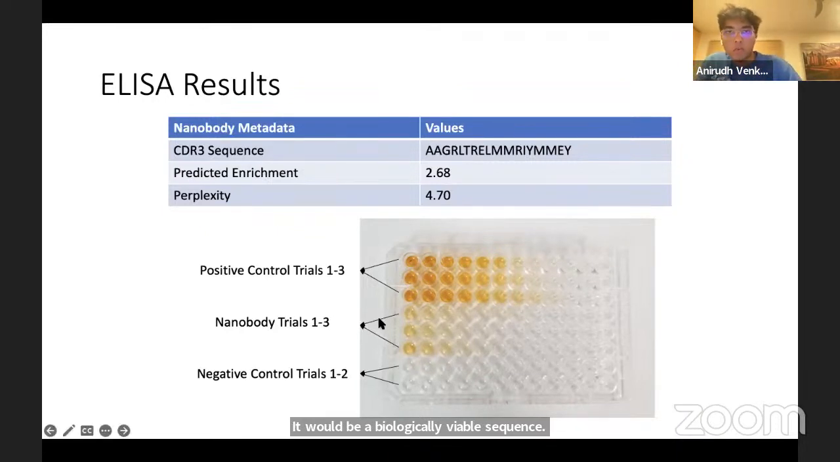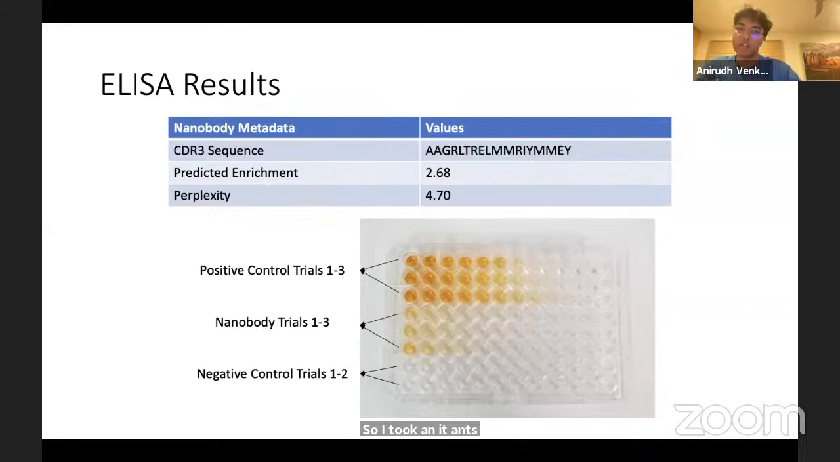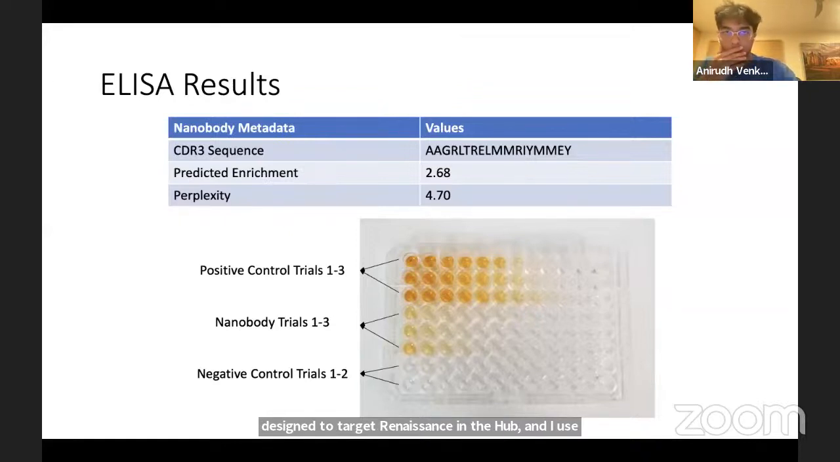So what I did was I performed an ELISA test, which is a test to see how strongly it would bind to the antigen target. I took an antibody which was specifically designed to target ranibizumab, and I used that as the positive control. I took my nanobody and also tested it, and the last two wells were the negative control. A higher fluorescence from each of these wells indicates a stronger binding.